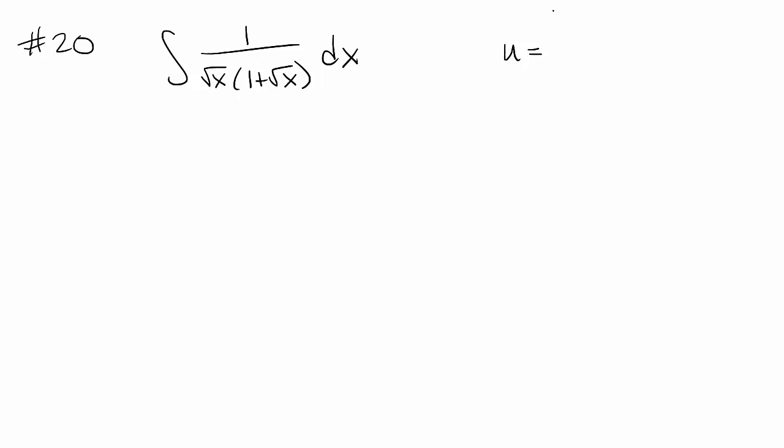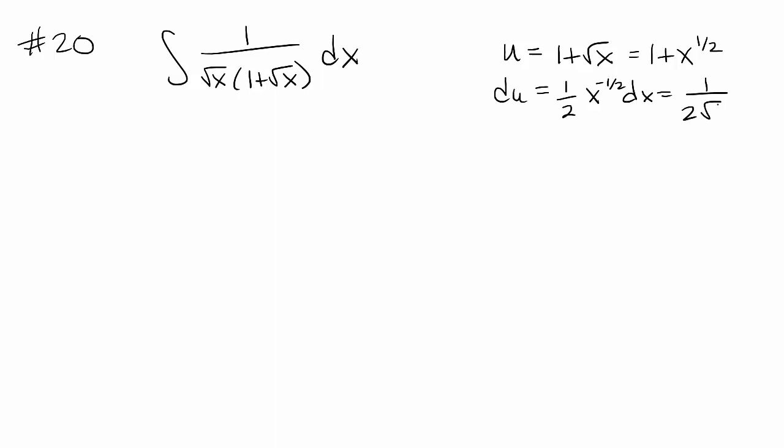Those are like the rules of thumb you would have been given back in Calc 1, but sometimes you can't apply them directly, so it does take a little bit of trial and error in some cases. If you pick something out for u and you find your du and you get stuck and it doesn't work, then go back and see if there's something else you could pick out for u. In this case, I'm going to let u be equal to 1 plus square root x, or 1 plus x to the 1/2. And then du is going to be equal to 1/2 x to the negative 1/2 dx, or 1 over 2 square root x dx.